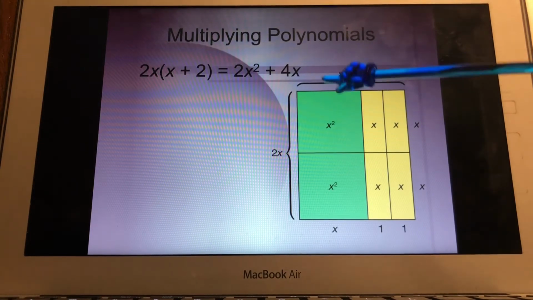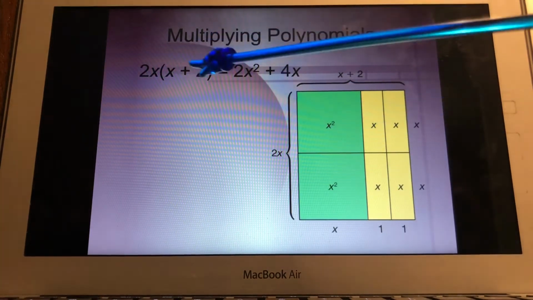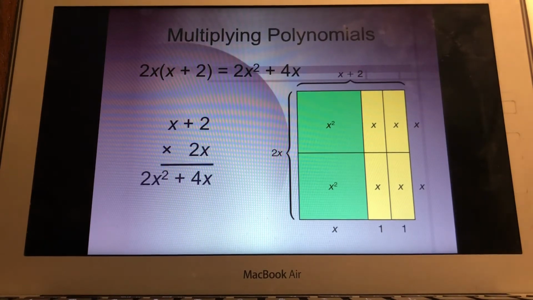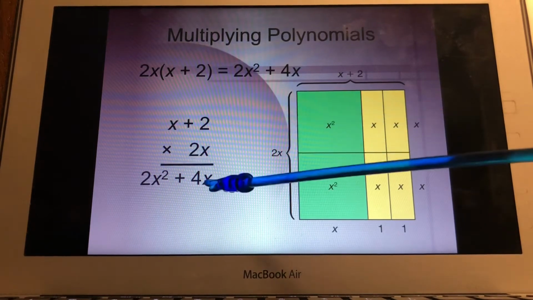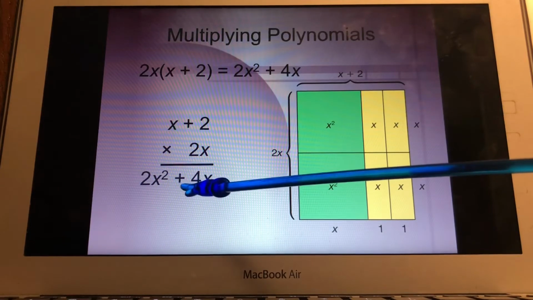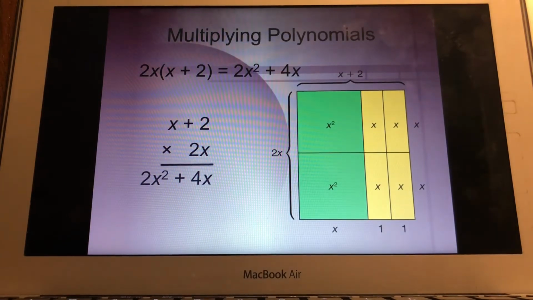So this just illustrates multiplying the monomial with the polynomial. And I could do that vertically also. Okay, take 2x times 2, and then 2x times x. 2x squared plus 4x.